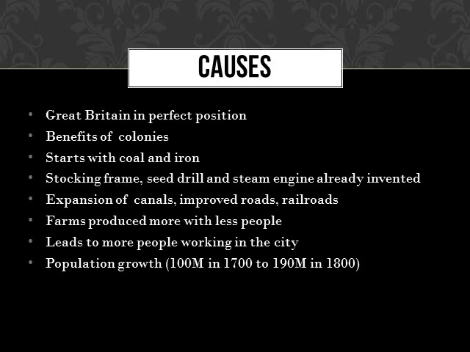Great Britain had an excess of coal and iron resources, which were essential to creating and maintaining machinery for factories. And by being able to power these machines, textiles were able to be mass-produced for the first time in history. Up until this point, we've had the stocking frame, which was used to create socks, the seed drill, that's for improved planting and quicker planting, and the steam engine were already in use. So let's progress into the early 1800s.